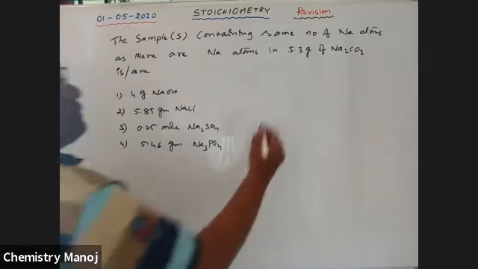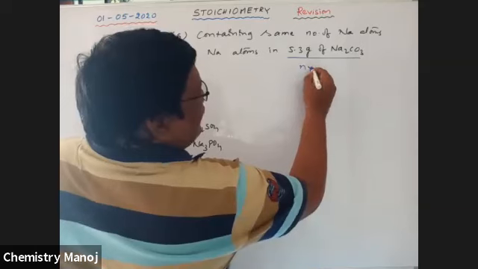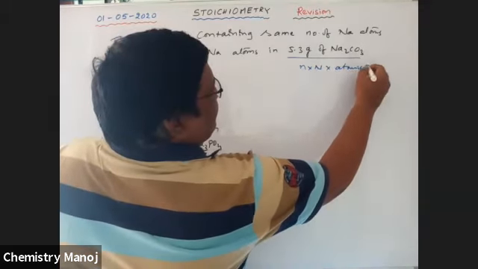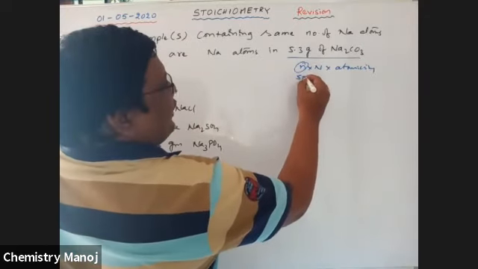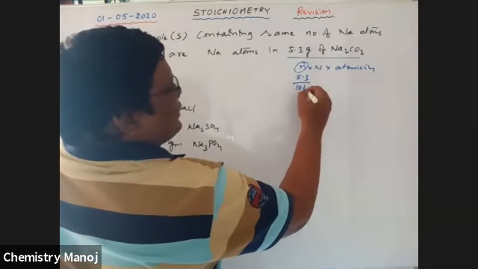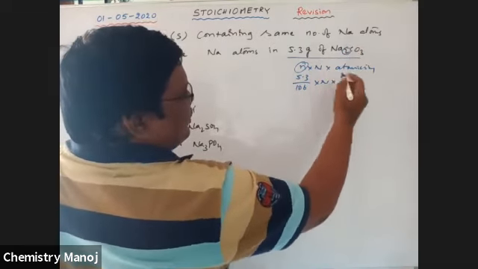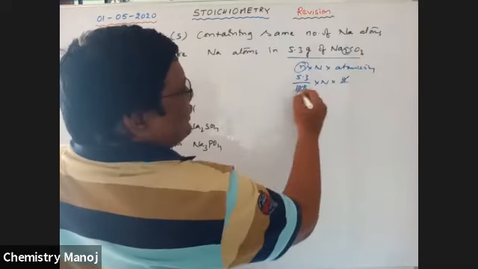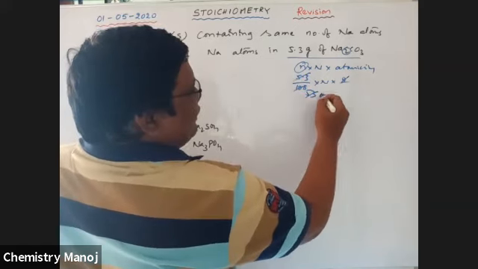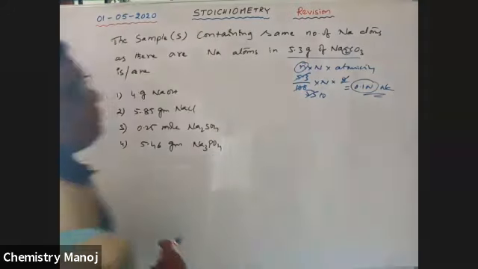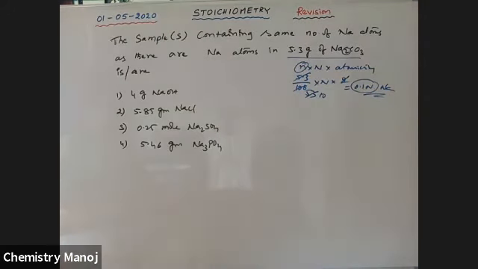Number of atoms is small n into capital N into atomicity. Small n is weight by molecular weight, 5.3 by 106, into capital N. How many sodium atoms are required? Here we consider only sodium atoms. 2 into 5.3 by 106 is 0.1 N sodium atoms. Similarly calculate here also.